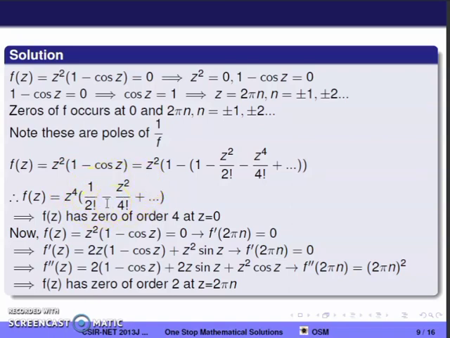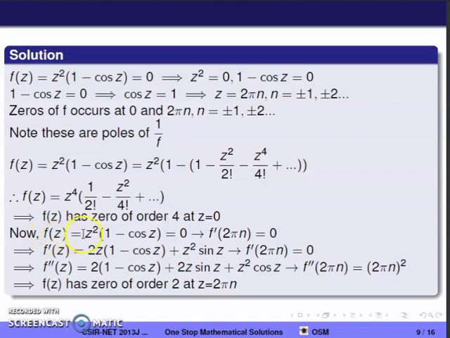So check for that. Therefore f of z has 0 of order 4 at z equal to 0. Here I am using the third concept. Now I am checking for the order of the zero at 2 pi n. For that I am using the second concept.